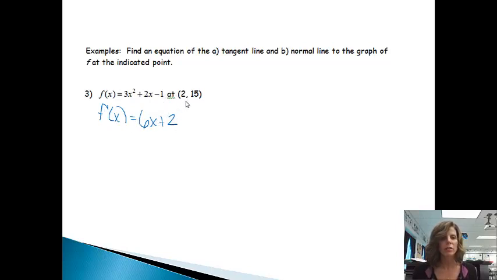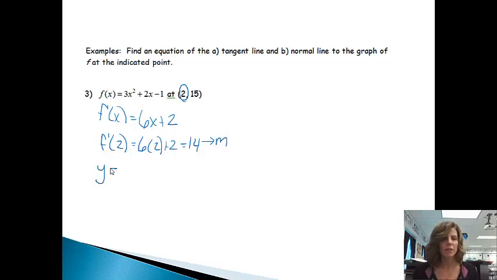What I'd like to do is now find the derivative at the x value of 2. So we're going to find the derivative at 2. When I do that, I'll just plug in 2, and I get an answer of 14. So now I have found the slope of my tangent line.